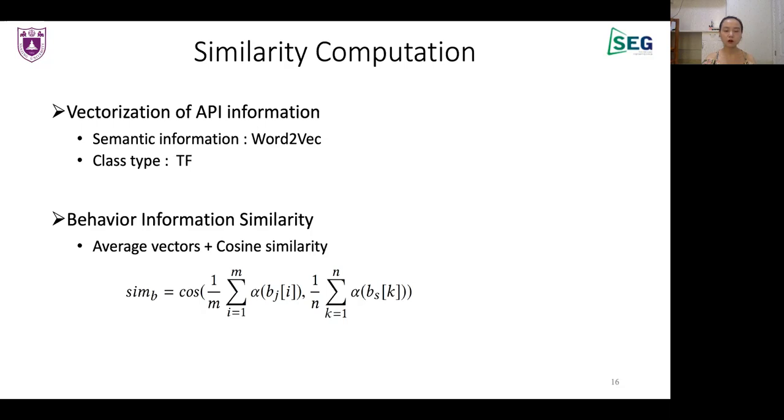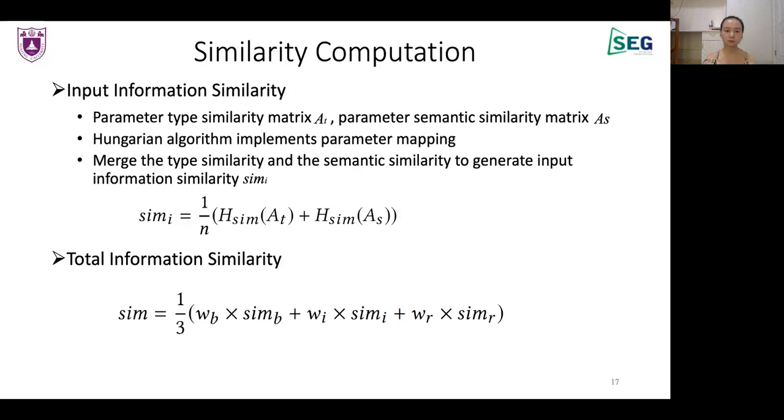For behavior information similarity, we first average all vectors of behavior information of one API, and then we use cosine to calculate the similarity of the two averaged embeddings. For input information similarity, we first use cosine to calculate the parameter type similarity matrix AT and the parameter semantic similarity matrix AS.